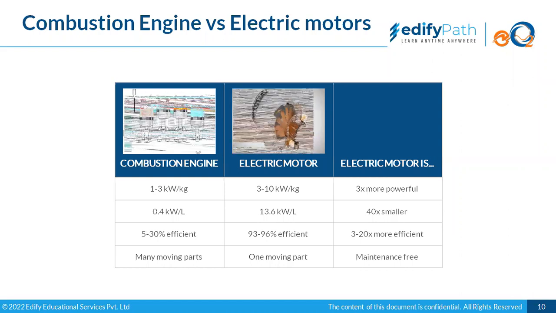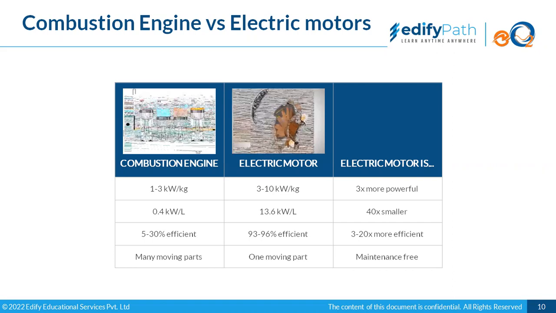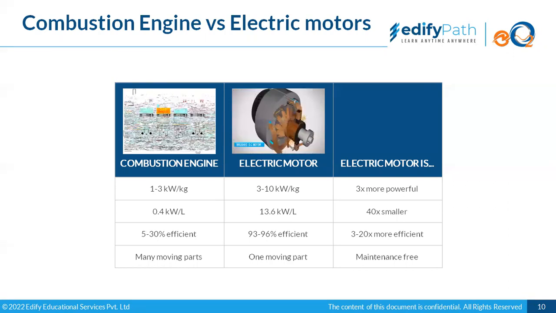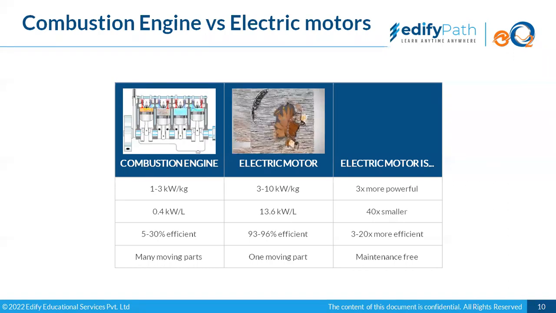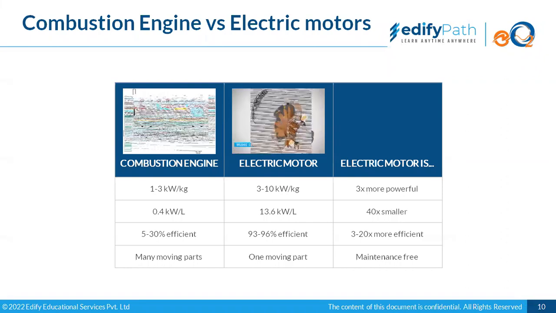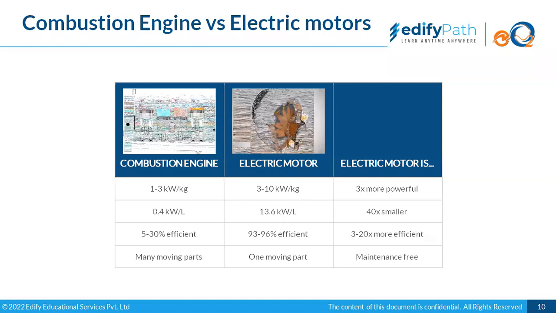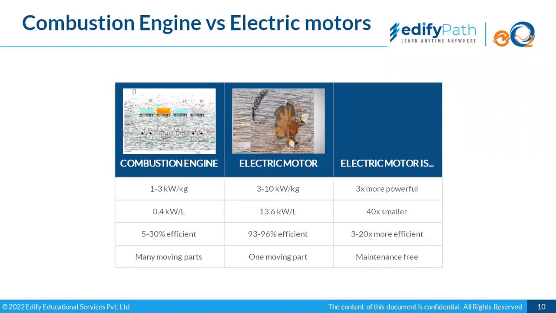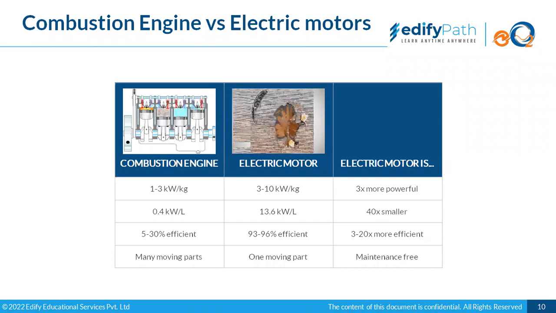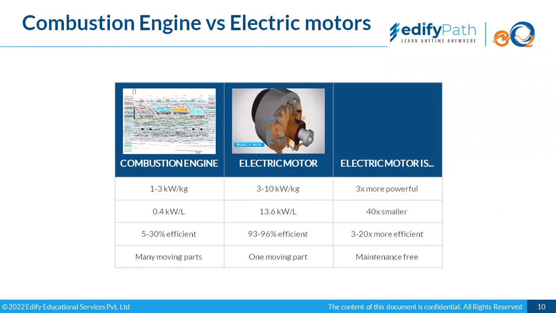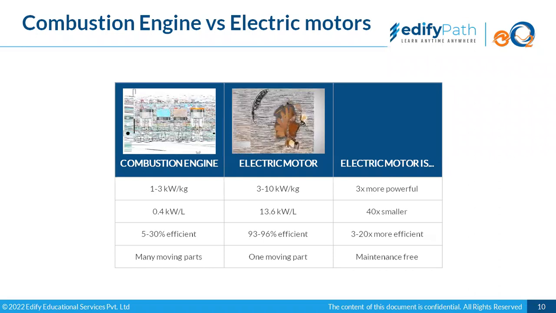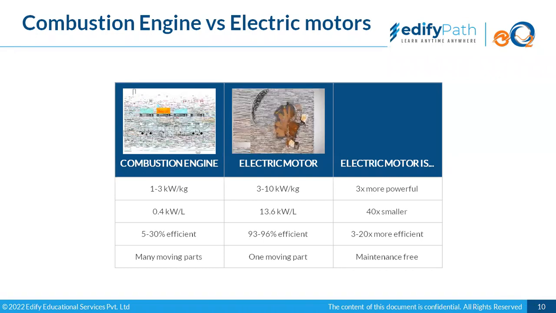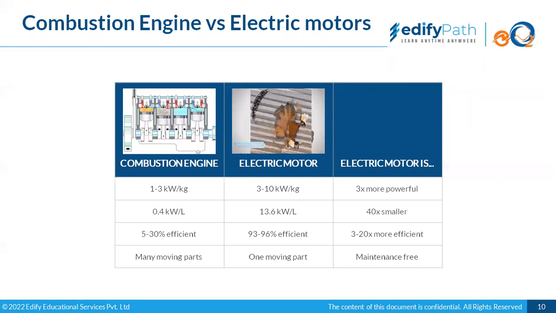So you could see that in 1 kg, if we construct a combustion engine, the best of the combustion engine can only give a power of 1 to 3 kilowatt. Whereas if we talk about an electrical motor, in the same space we can have an electrical motor of 3 to 10 kilowatt power. So a 3 times more powerful motor can be constructed with a similar volume or weight. That saves a lot of space for us.